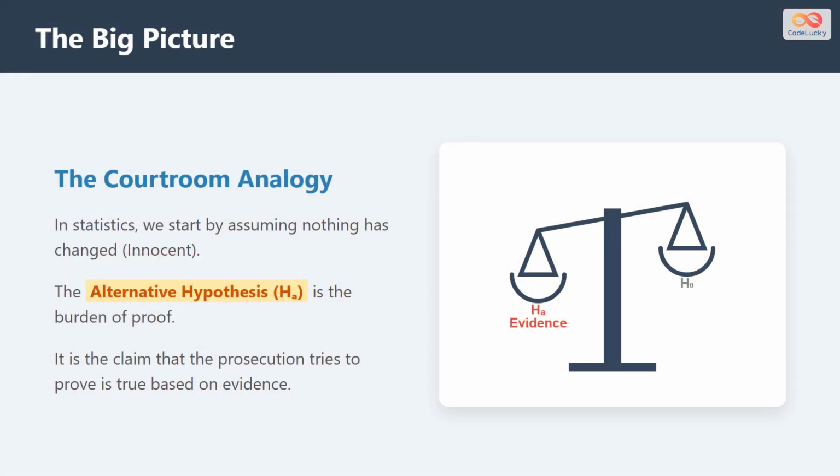To understand this, let's use a courtroom analogy. In a trial, a defendant is assumed innocent until proven guilty. In statistics, the null hypothesis is that innocence. But the alternative hypothesis is the prosecution's case. It represents the guilt they are trying to prove based on evidence. It is the burden of proof.